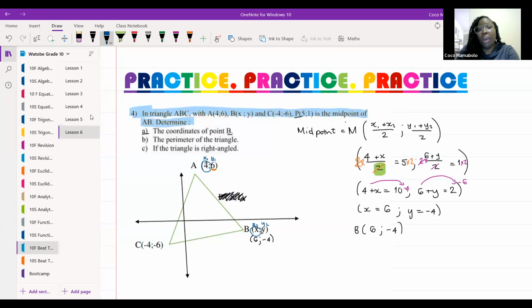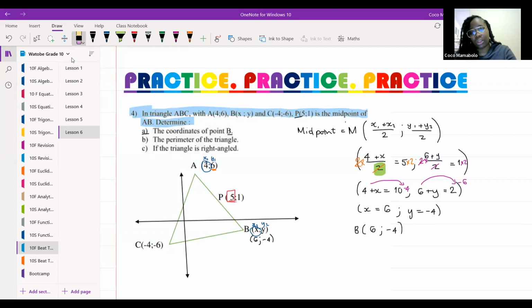Divided by 2. But what we do know is the answer that we should get at the end is that our x midpoint value is 5. That's why we took 4 plus x over 2 is equal to 5, because 5 is the end result that we want.